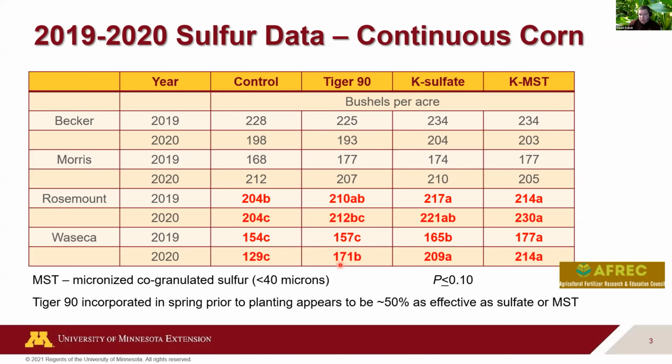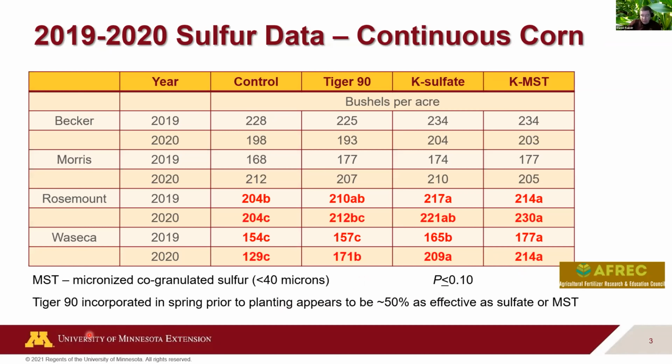You can kind of see Waseca here, these very large sulfur responses back in 2020. And kind of what we've been tracking is roughly about 50% availability, or 50% as available, for the Tiger 90 versus some of the other sources. So we're seeing where it's benefiting our crop. It's not clearly giving us less advantage than some of these other sources and these co-granulated products. At least this MST product, which is sulfur micro at about less than 40 microns, is giving us some clear advantages, which finely ground sulfur should be more readily available for oxidation within a given field.